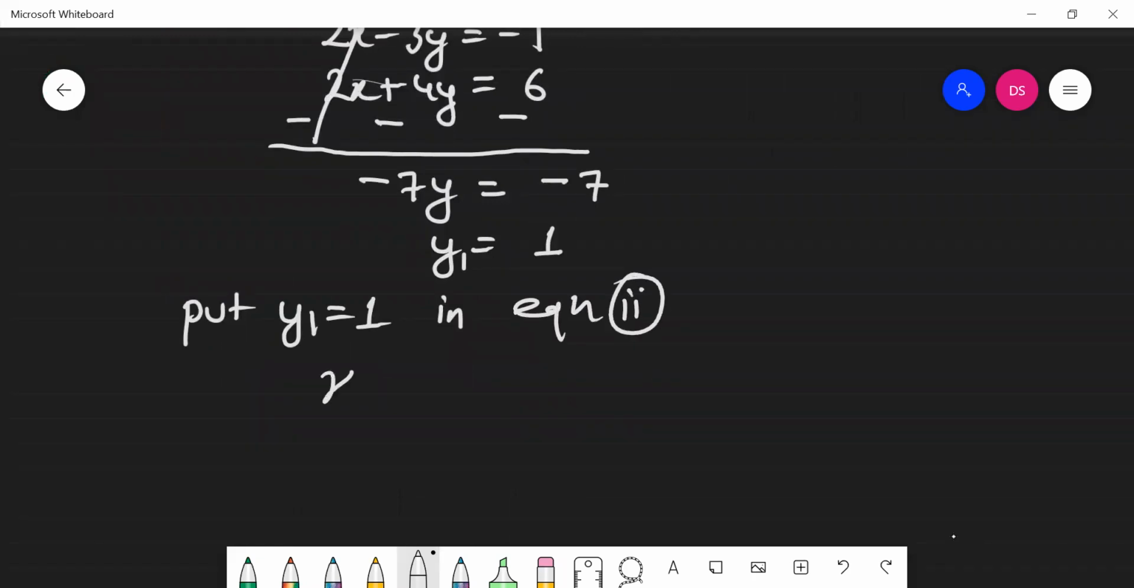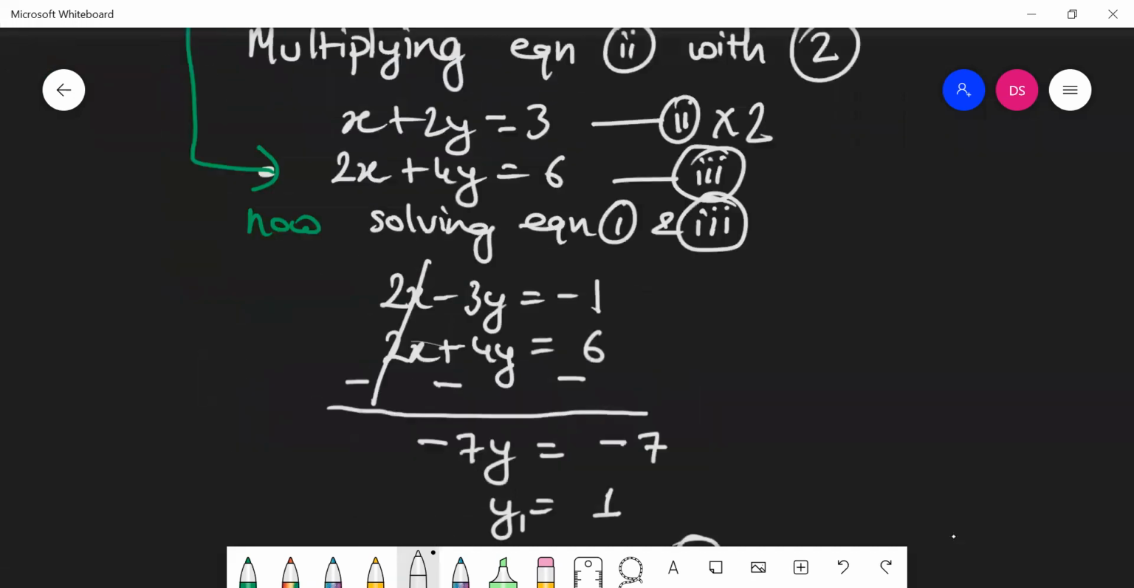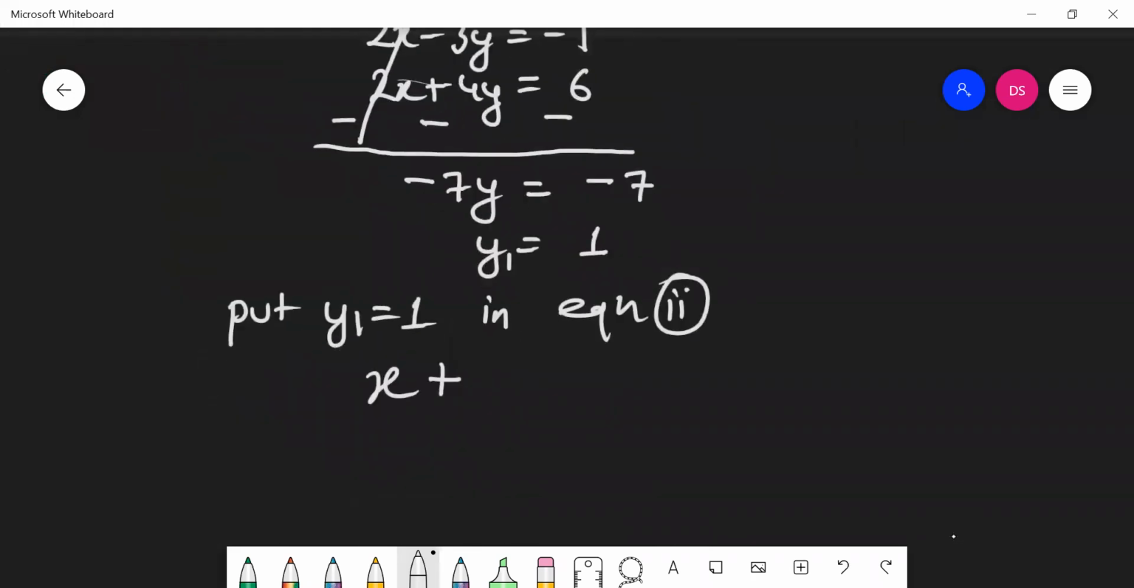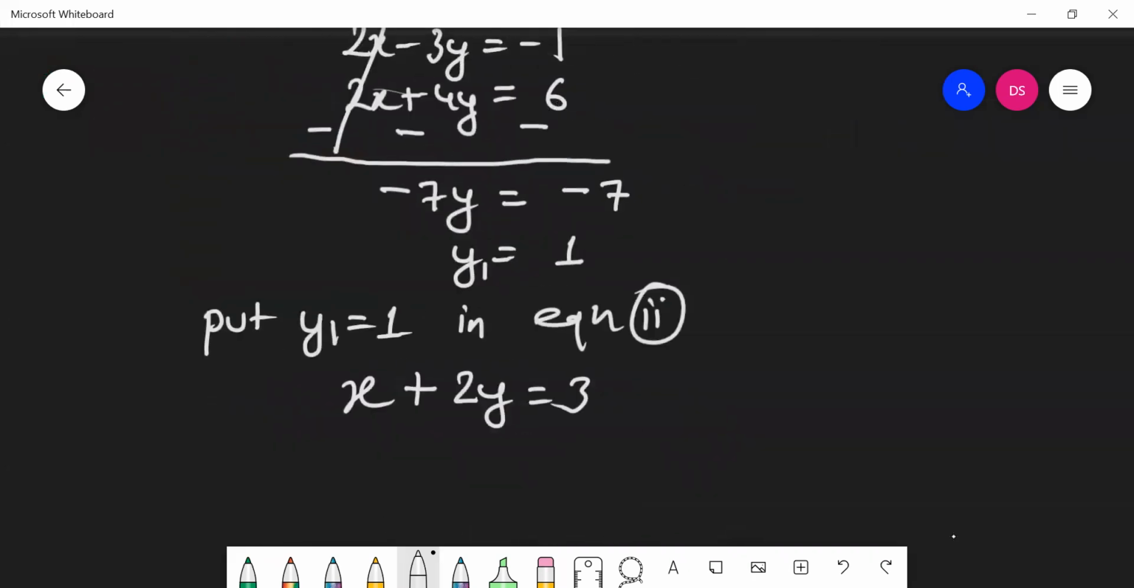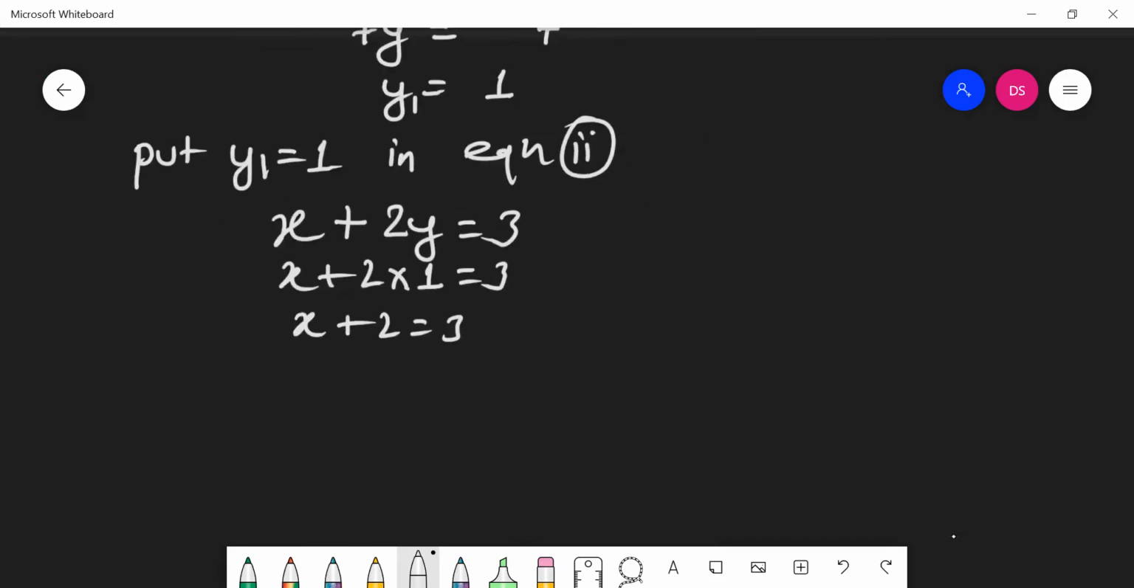Why simple? Because x was very much alone, that's why I call it simple. But anyway, you can use any of the equations. And now, so this is x, so 2 into y value we have already derived, it's 1, 2, and the 2 equals to 3. So in this way, x plus 2 equals 3. Therefore, x is equal to 3 minus 2. Therefore, x is equal to 1. Right? So this is x1.